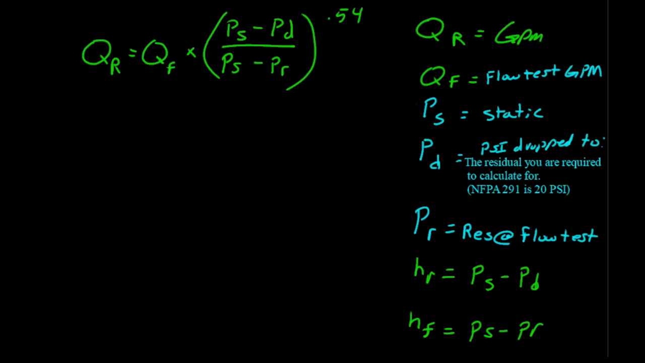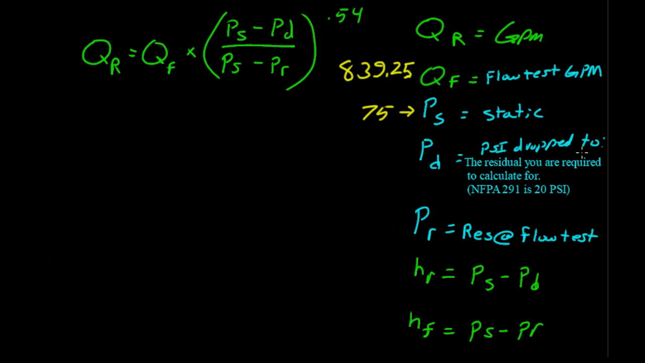So what are we going to do? How are we going to work this out? Remember, here is what the variables mean. Kind of got an abbreviated format here. So what was our original static pressure in the earlier flow test? We had 75 originally. And then our flow test gallons per minute. So this flow test up here is what we're going to do on this test. So that Q sub R goes over here. But this Q sub F, that's the flow test originally. What did we flow during that first flow test? We flowed 839.25 gallons per minute.